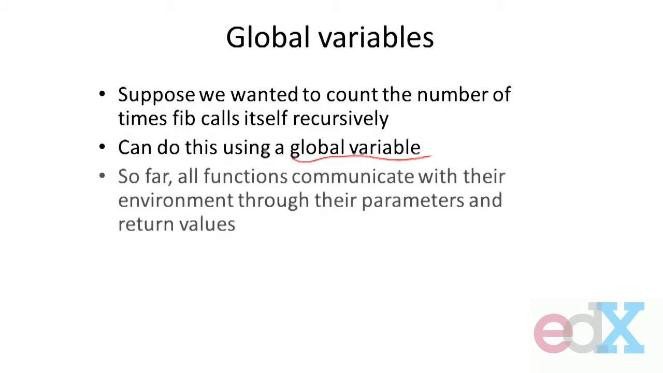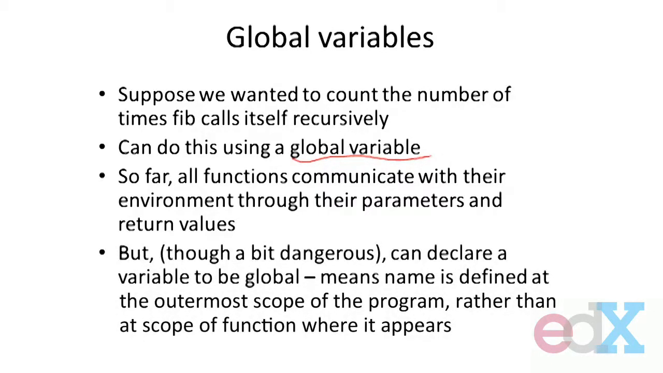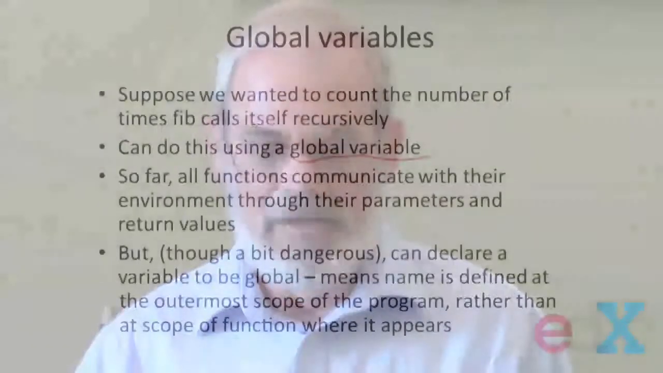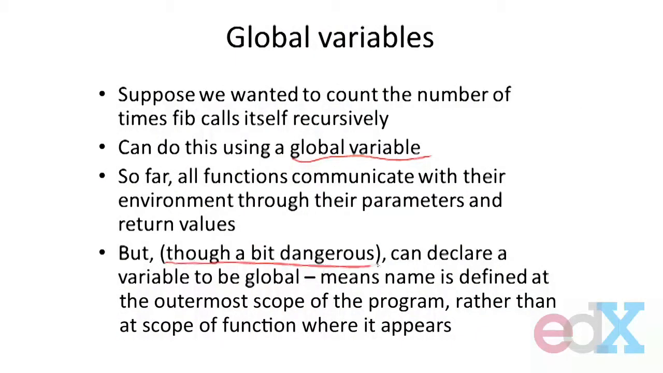Well, so far, all the functions have communicated with their environment strictly through their parameters and their return values. That is, when we call a new function, it creates an environment with some parameters passed in, it does some work internally, and it returns a value as the value of its response. We can make a variable or declare a variable to be global. And what this means is that the name is defined at the outermost scope of the program rather than the scope of the function within which it appears. It's global because it's going to appear up at the top level. It's going to be part of what we want to deal with when we're interacting with, for example, the Python shell. As it notes here, this can be a bit dangerous, and we'll talk about that in a second.